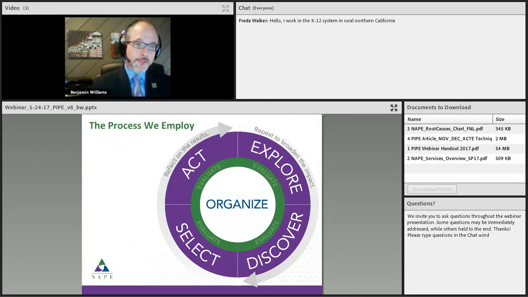So the process we employ in this work, and in particular in our conversation today, is called the Program Improvement Process for Equity. And what I'm going to do is walk through each step of this process, and then we'll hear from colleagues in the field as to how they use that process to improve student access and outcomes for students in programs that lead to non-traditional occupations through CTE, through career technical education.